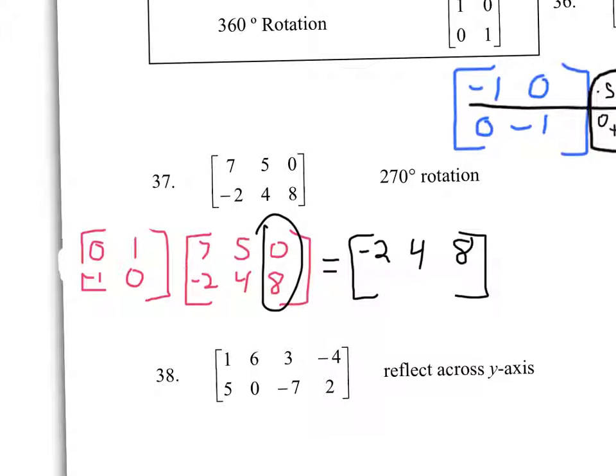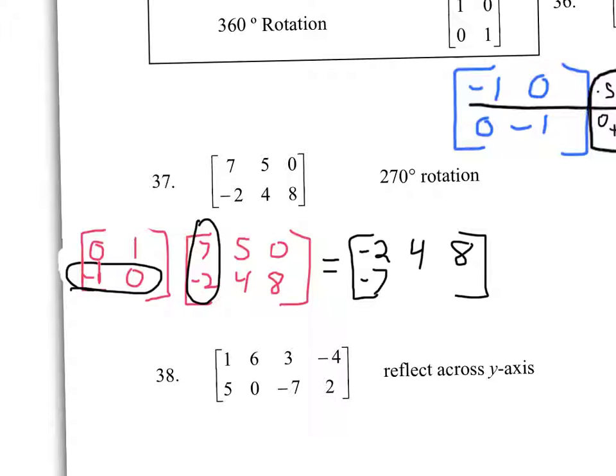Alright, so now I'm kind of out of the first row, and I'm going to be multiplying everything with the second row. So I'm going to have negative 1 and 0, and I'm going to be multiplying those by each of these columns. So let's start off with negative 1, 0 times 7, negative 2. Negative 1 times 7 is negative 7, and 0 times negative 2 is 0, so that's just going to be negative 7. Now I'll do the next one.